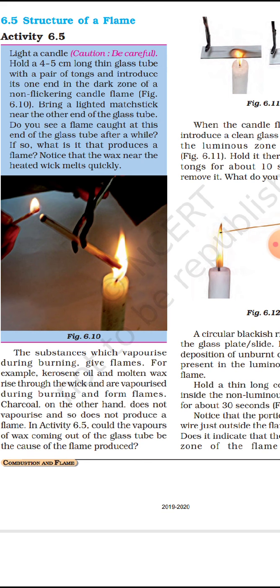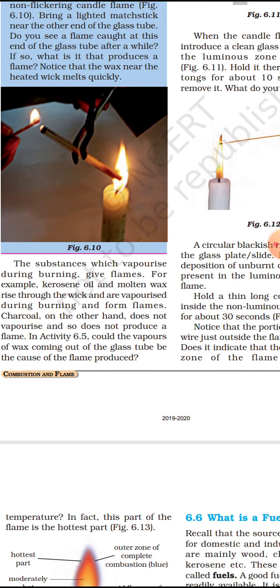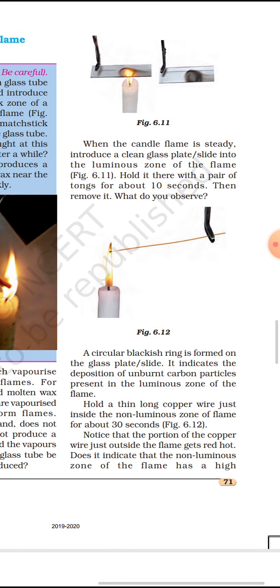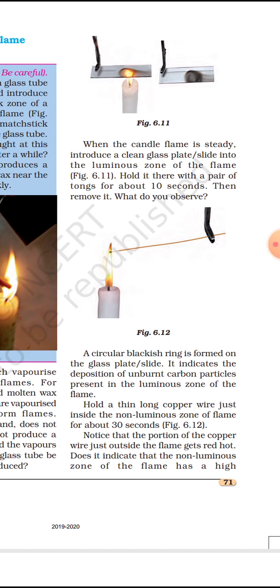Substances which vaporize during burning give flames. For example, kerosene oil, then molten wax, charcoal. Some of the things, while we are burning them, give the flame. Some of the things don't give it. For example, when the candle flame is steady, see the candle flame is steady.